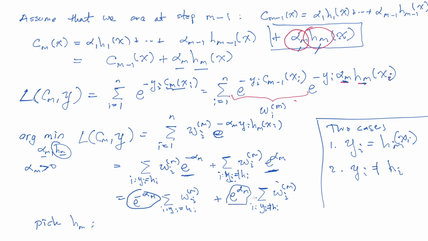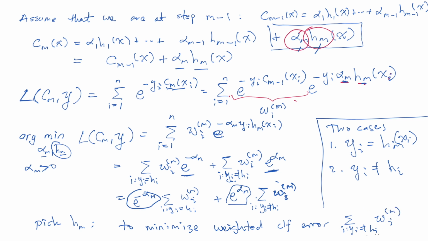But the catch is that this is a weighted mistake. So again, this is just like the weighted loss function I talked about earlier. What we want to do is pick hm to minimize the weighted classification error, which is just this summation over i such that hm(xi) is not equal to yi of the weights.